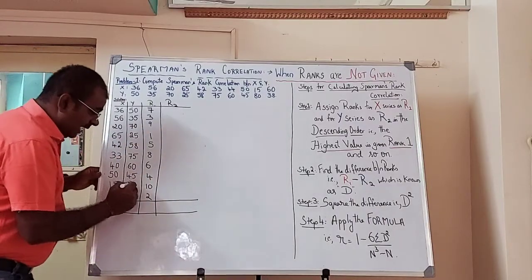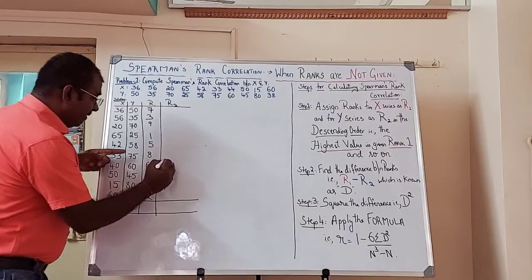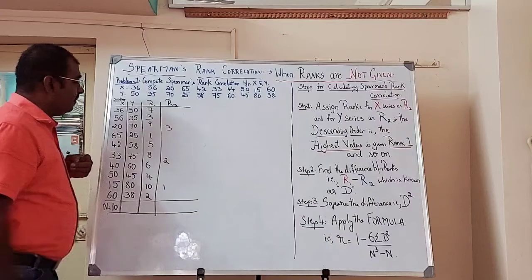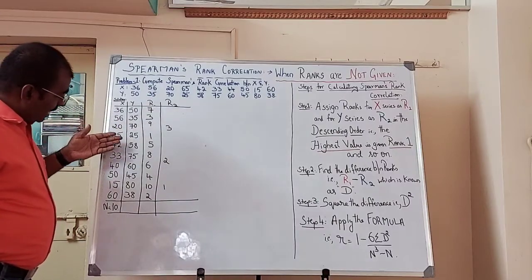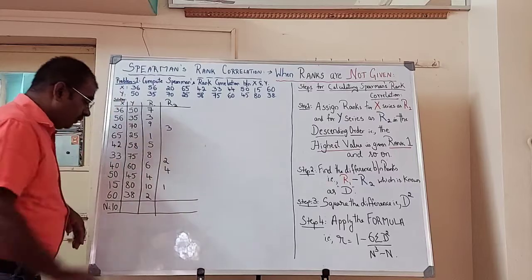So, in the Y series, 80 is the highest value which gets rank number 1. Second highest is 75, rank number 2. Third highest is 70, rank number 3. And the fourth highest is 60, which gets rank number 4.